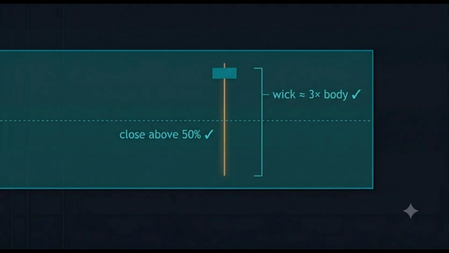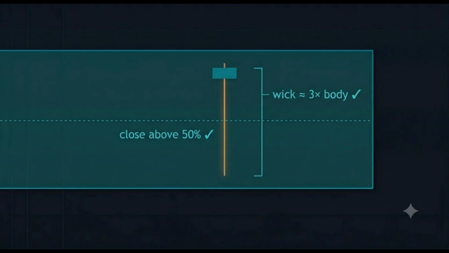The candle closes. Let's check it against the 2 pin bar rules from video 9. Rule 1. The wick must be at least twice the length of the body. Measuring this one, the wick is roughly 3 times the body. Pass. Rule 2. The body must close at or above the 50% level of the candle's full range. This body closed in the top quarter. Pass. Both conditions met on the first attempt on the first touch of the zone.